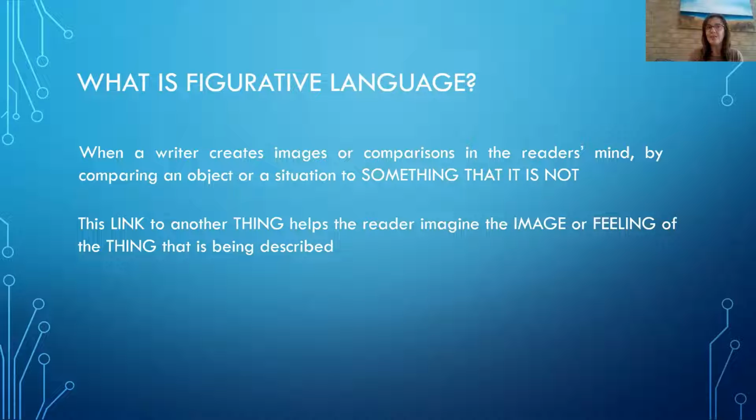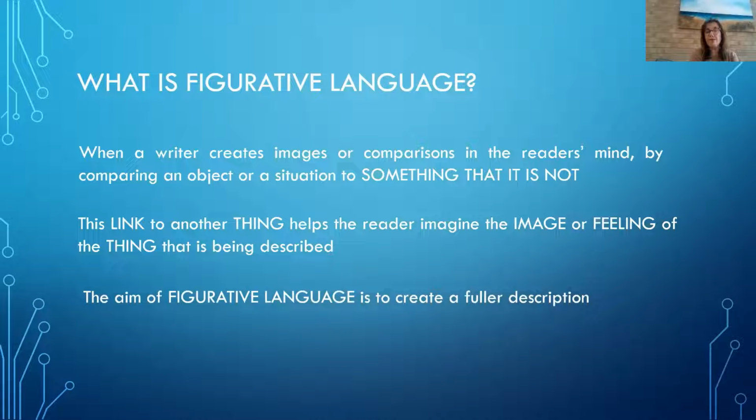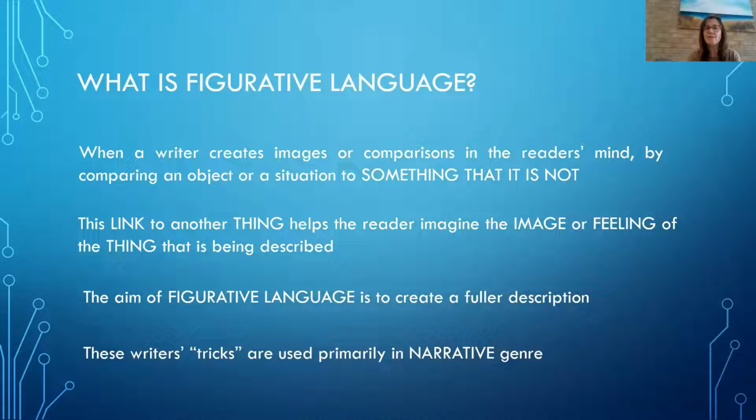This link to another thing helps the reader imagine the image or the feeling of the thing that is trying to be described. So it's creating a link with another thing that it's not that helps the reader build up this idea of the description of what this thing is like. The aim of figurative language is to create a fuller description. These writers' tricks are used primarily in the narrative story writing genre.